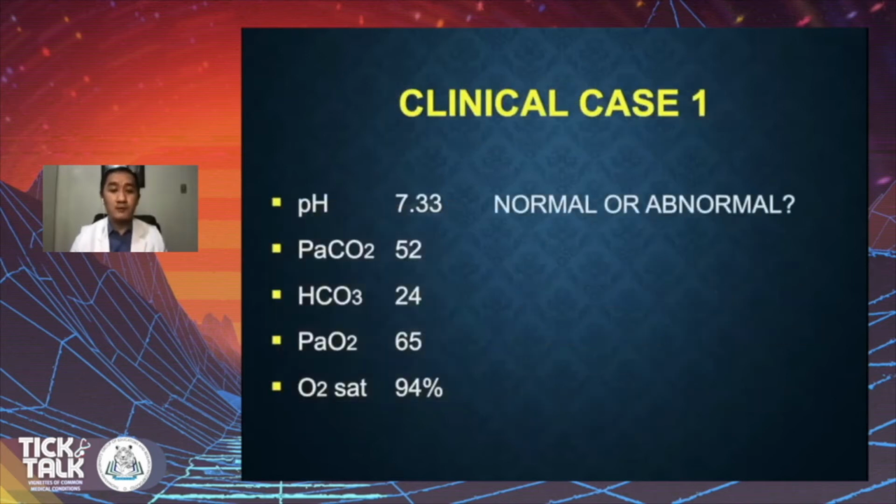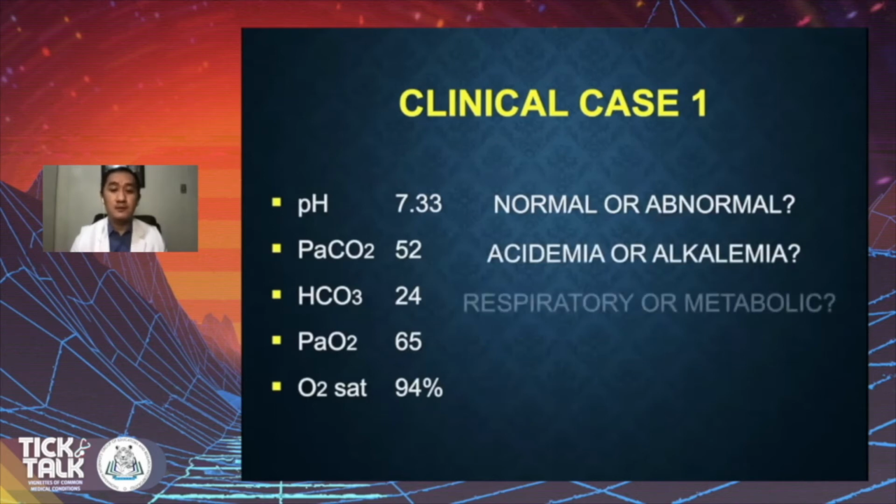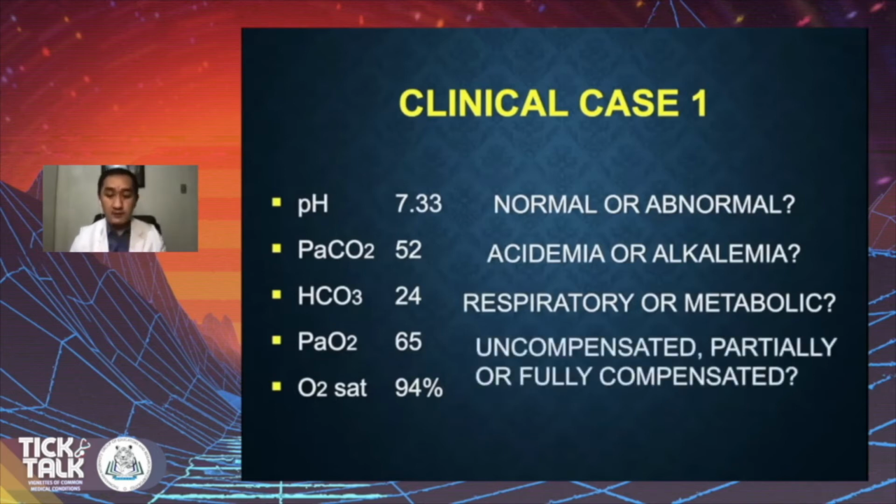Is it abnormal or normal? So your pH is low. So this is abnormal pH. Is it acidemic or alkalemic? Since the pH is low, it's more on the acidemic side. Is it respiratory or metabolic? Your arterial CO2 is elevated and your bicarbonate is normal, so it's more of respiratory. Is it compensated or not compensating? Your bicarbonate is normal, so this is uncompensated respiratory acidosis, and we'll now check for the hypoxemia of the patient.